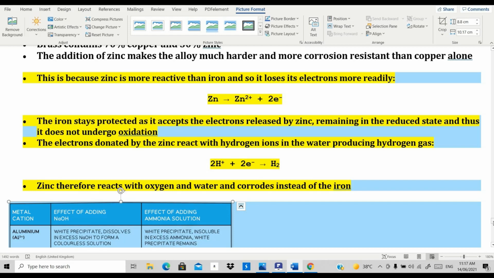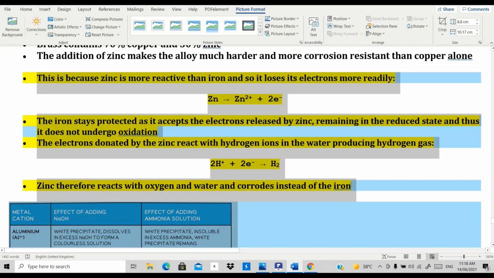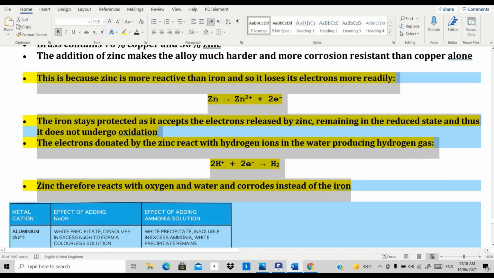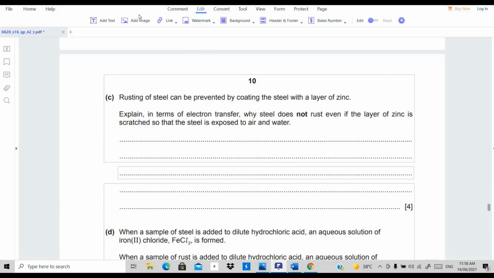Okay. Zinc is more reactive than iron, so it loses its electrons more readily. The iron stays protected as it accepts the electrons released by zinc, remaining in a reduced state, and thus it does not undergo oxidation. The electrons donated by the zinc react with the hydrogen ions in the water, producing hydrogen gas. Zinc therefore reacts with oxygen and water and corrodes instead of iron. So for a 4 mark question, you can write these 4 statements. Actually, the other two are extras, but to complete our text we can follow this answer.